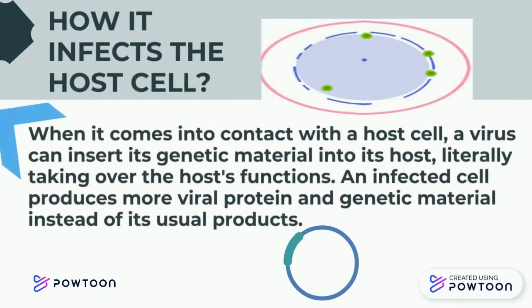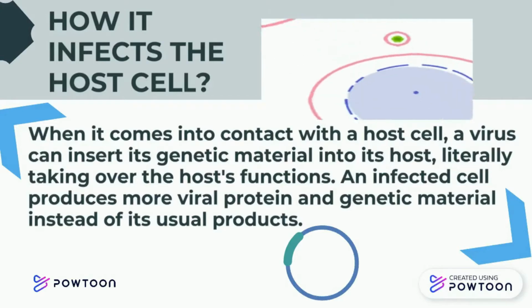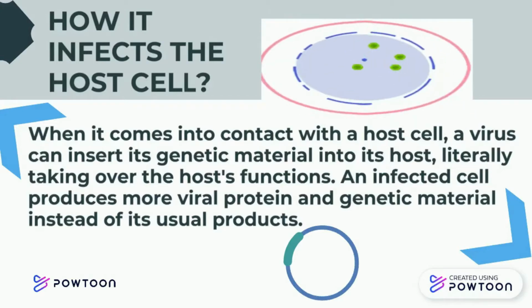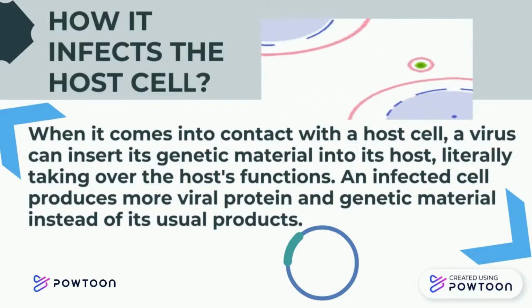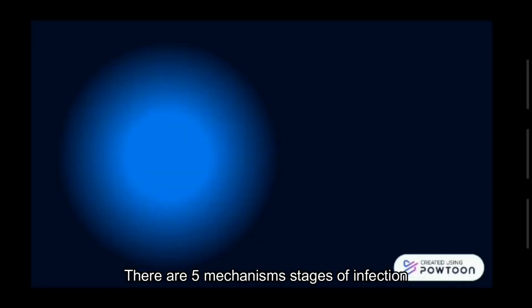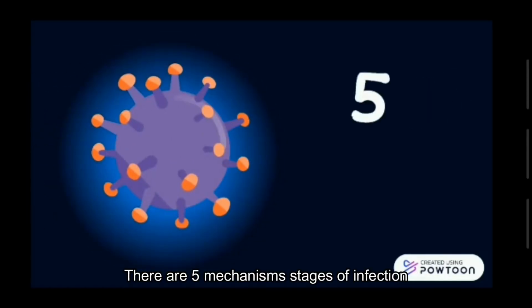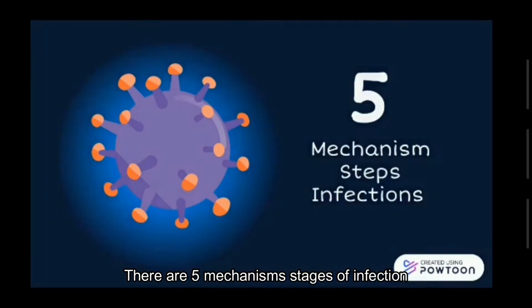How does it infect the host cell? When the virus comes from the environment and attaches to a host cell, the virus can inject its genetic material into its host. So, of course, it will take over the host function. Then, it causes the infected cell to produce more genetic material than usual. There are 5 stages of the infection mechanism.